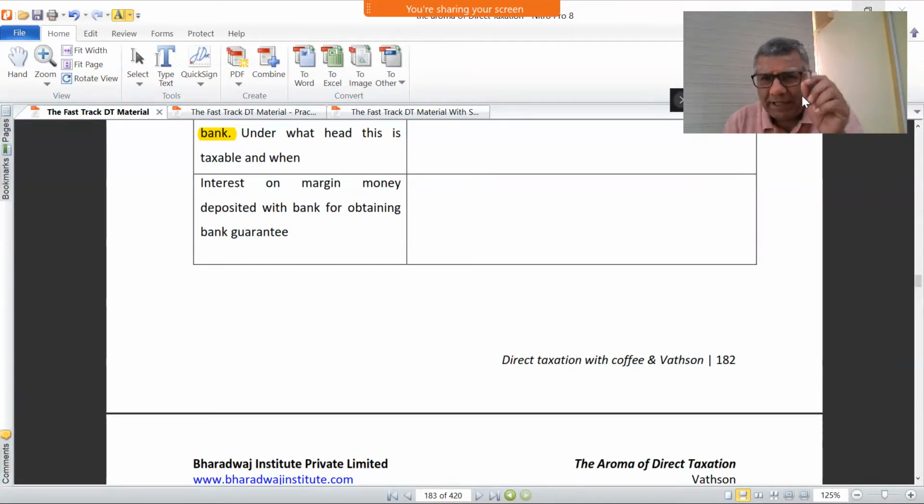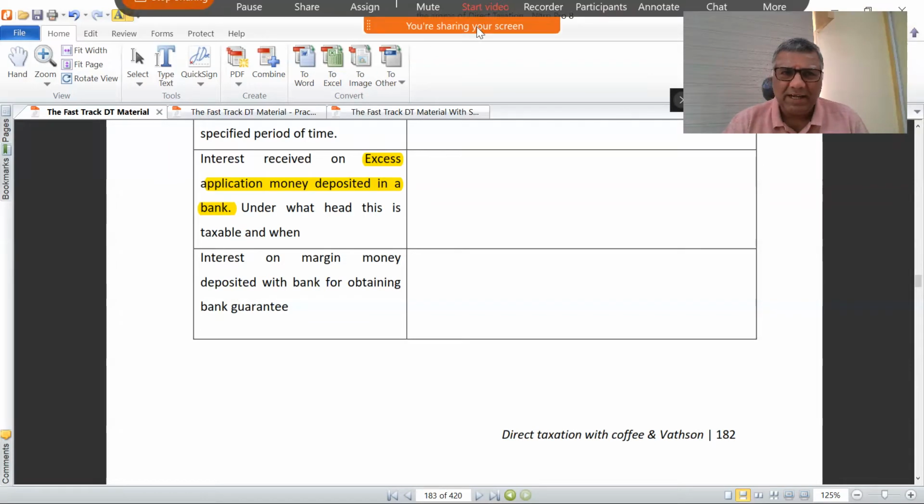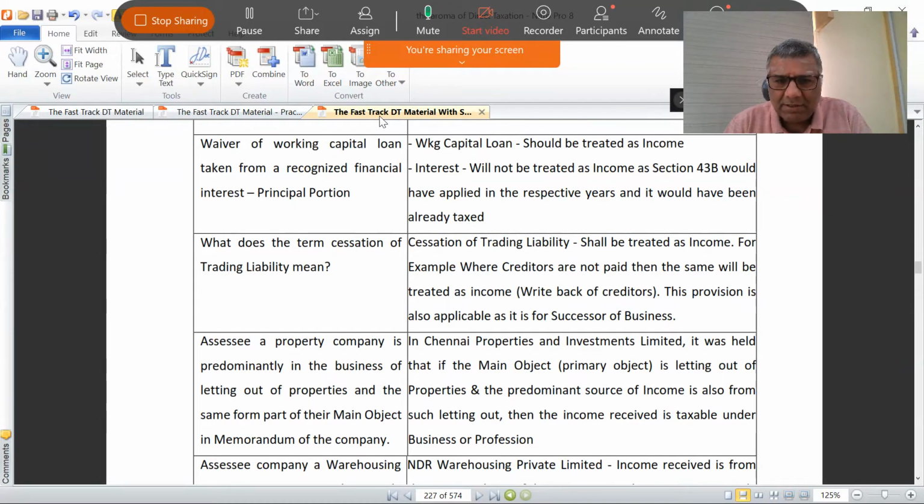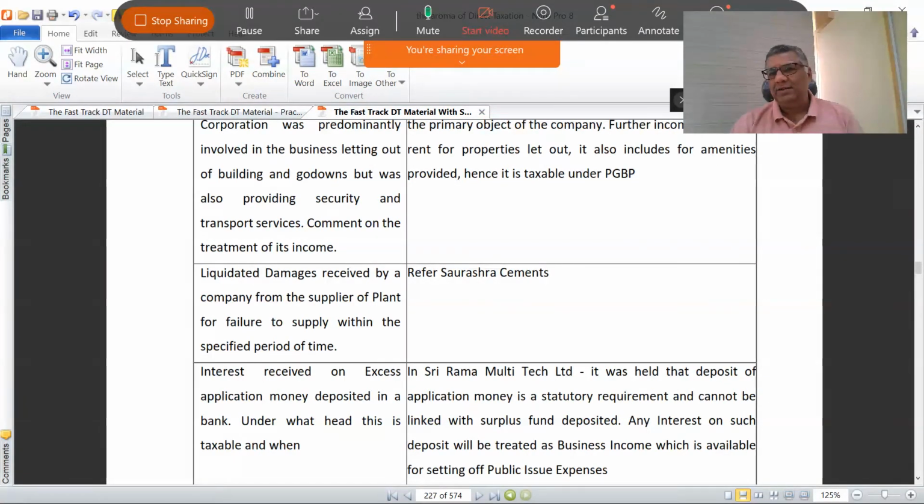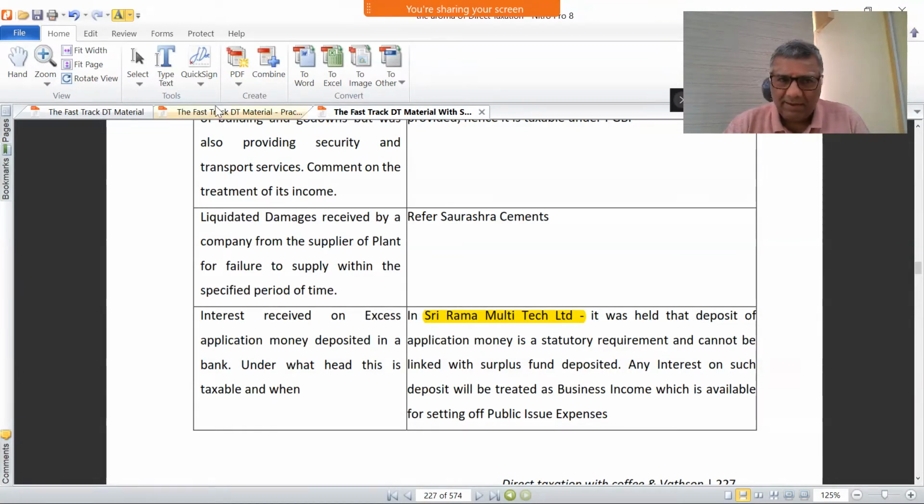You have to keep the money deposited in a separate bank account, so the income is considered as business income. You don't have an option. Sri Rama Multi-Tech Limited is the case law, you will see it in IFOS. It was held that deposit of application money is a statutory requirement and it cannot be treated as surplus funds deposited. Any interest will be taxable as business income and is available for set off of expenditure. It will be coming later.